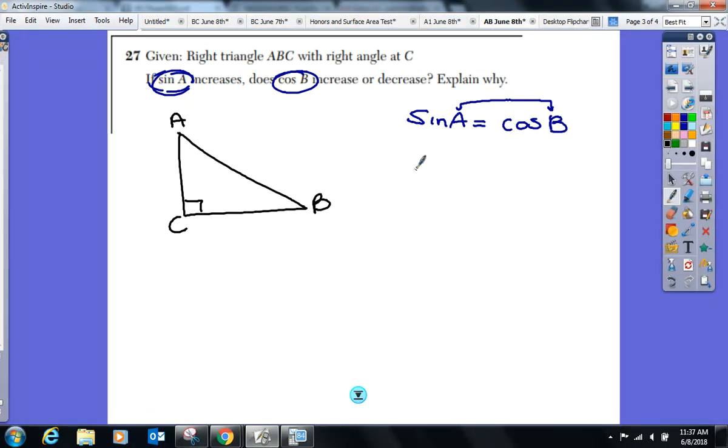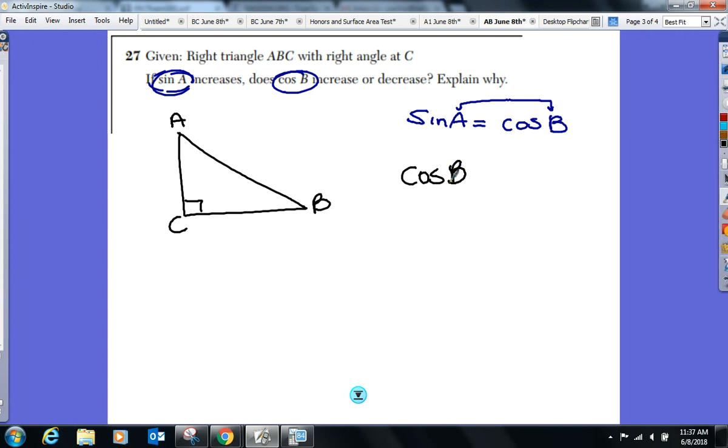All right, so cosine of B increases because sine of A is equal to cosine of B. So whatever one does, so will the other. Tough one there, a little tricky. Got one more in you here for today?